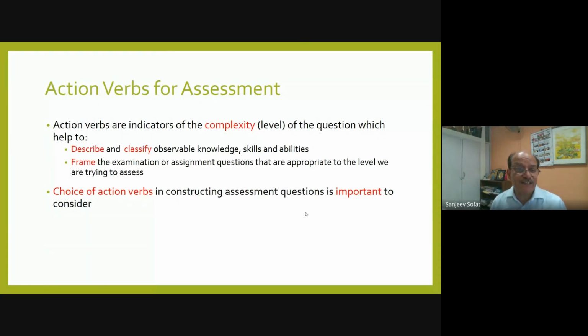So this is what we say. These are the action verbs for assessment. They indicate the complexity of the question, which helps to describe, classify and frame the examination questions. The moment I have to frame a question, let's say there is a question bank there, I try to find out which questions fall in the verbs in this particular case. So that's what we say: choice of action verb is very important once we have to set a particular question.